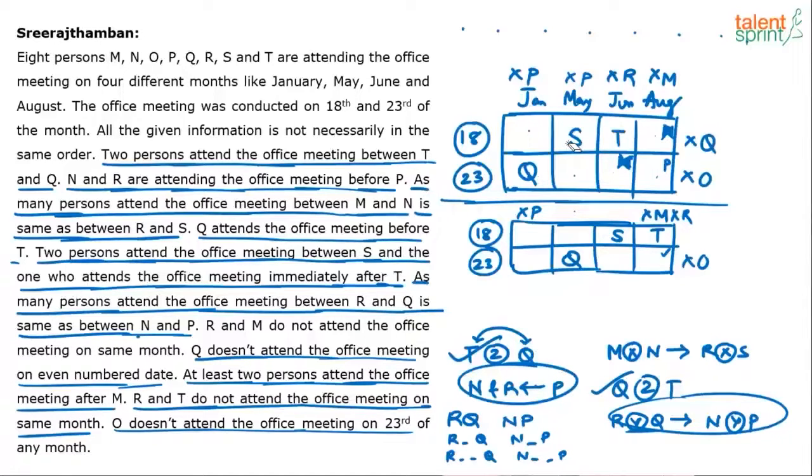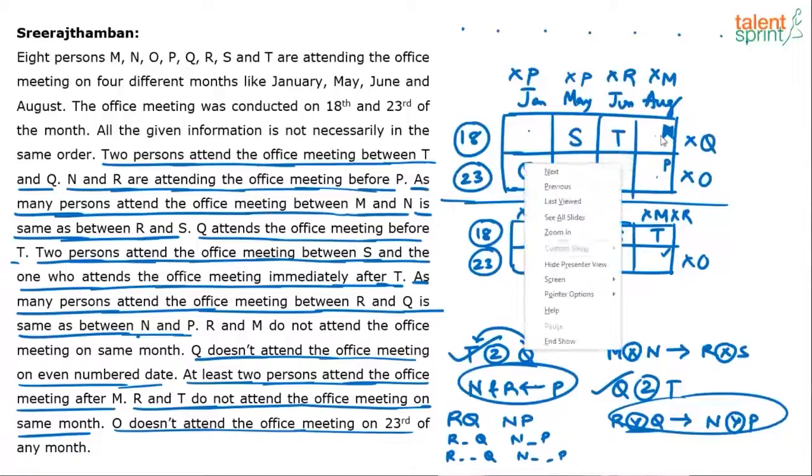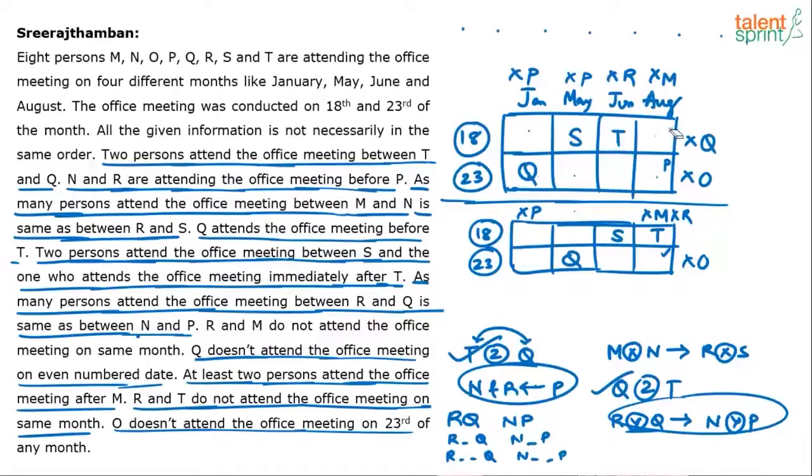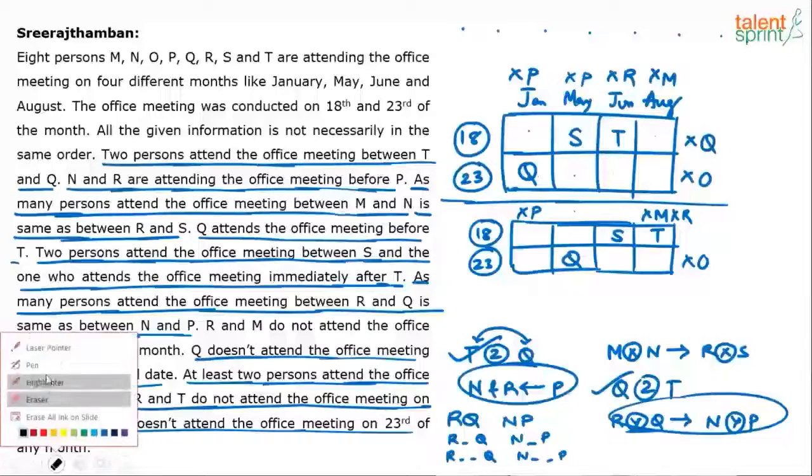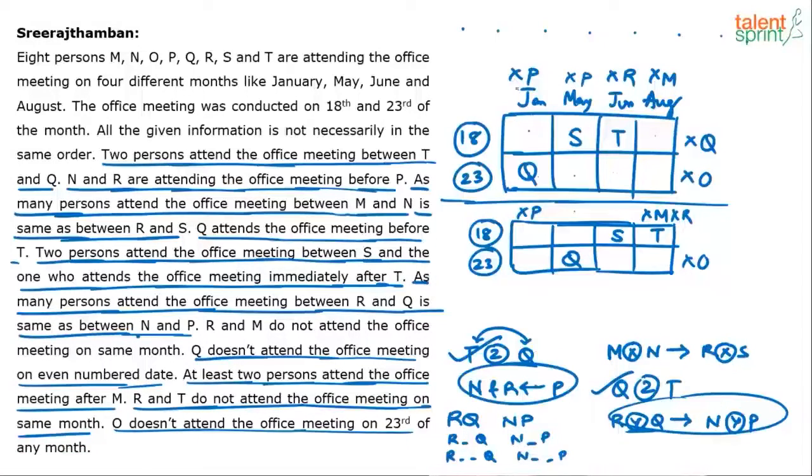So those are the possibilities. I think that's what we have to just try now. All the possibilities, smartly, without writing, maybe just try. Only 3 positions are fixed so far. Okay. Yeah, R cannot come in 18 Jan for this case. R cannot come in Jan, we have understood.